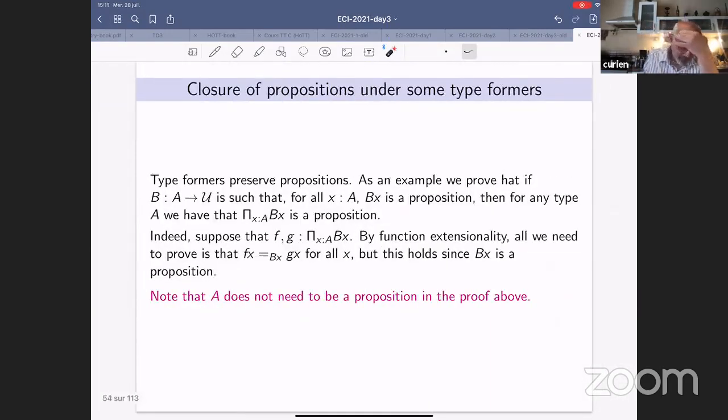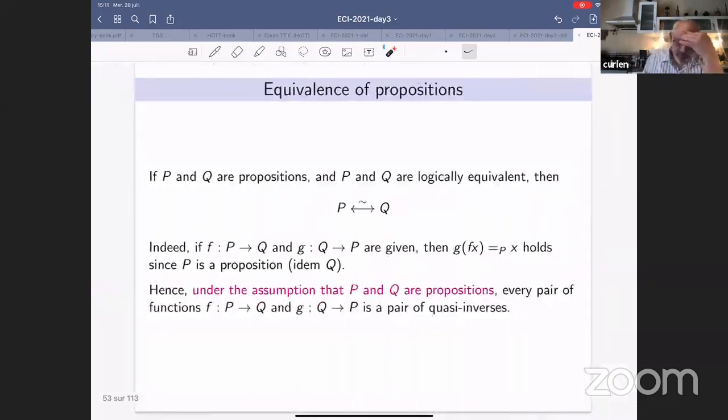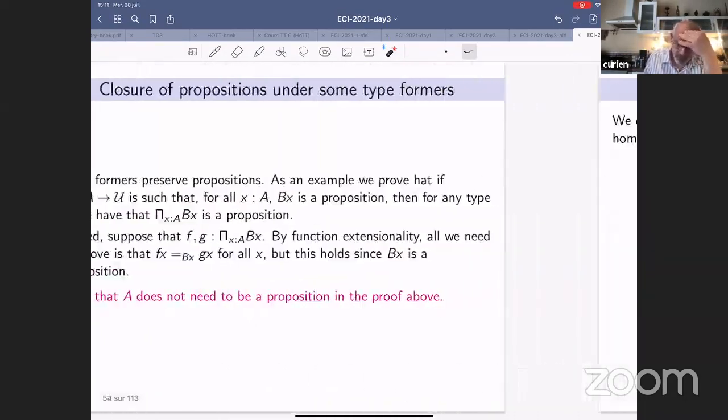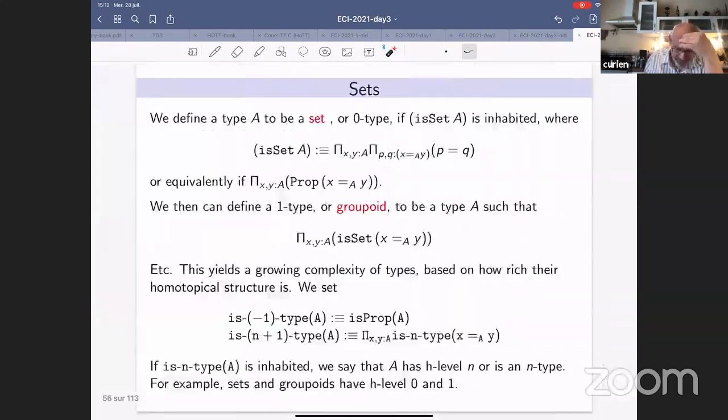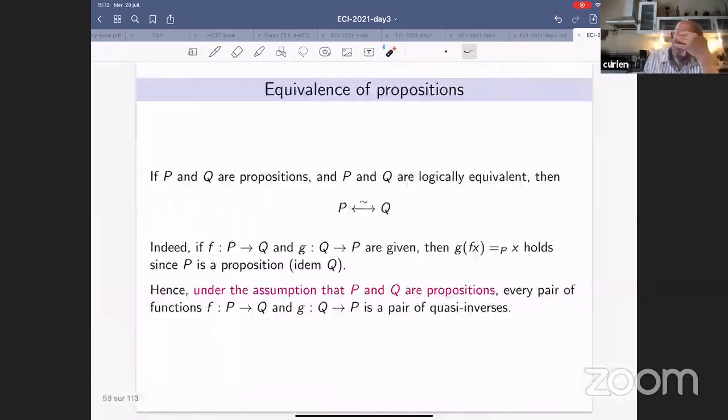Okay, so now in the next, well, like 10 minutes, and then a bit more than 10 minutes after the break, we will study a lot the properties of propositions, of contractible sets, and of sets, and then more generally of something called n-types, or types of a certain h-level. Okay, so let me see in which order I'm doing that. Maybe before the break, I want to introduce this notion.